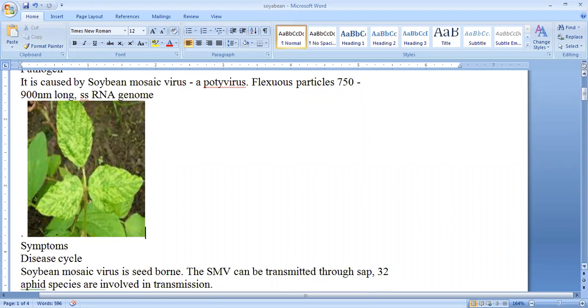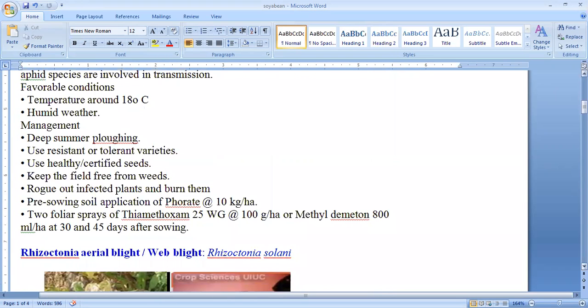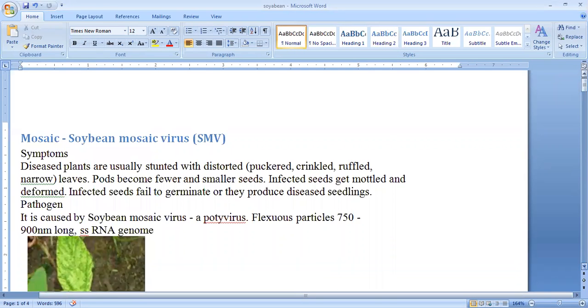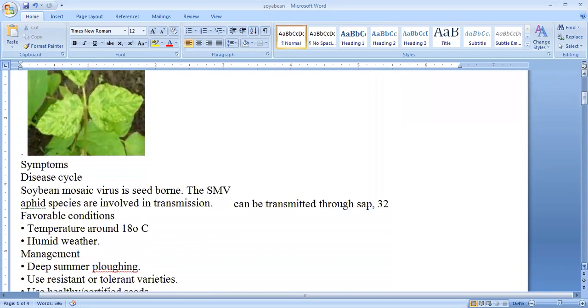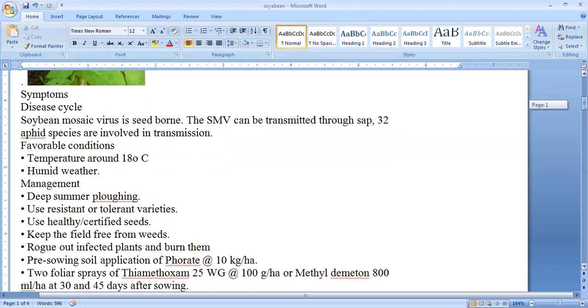It is a flexuous particle, 750 to 900 nanometers long. A single-stranded RNA genome is there. The disease cycle is that it is seed-borne, transmitted through sap transmission and also through aphids. They are involved in the transmission. The favorable conditions are 18 degrees temperature and humidity.